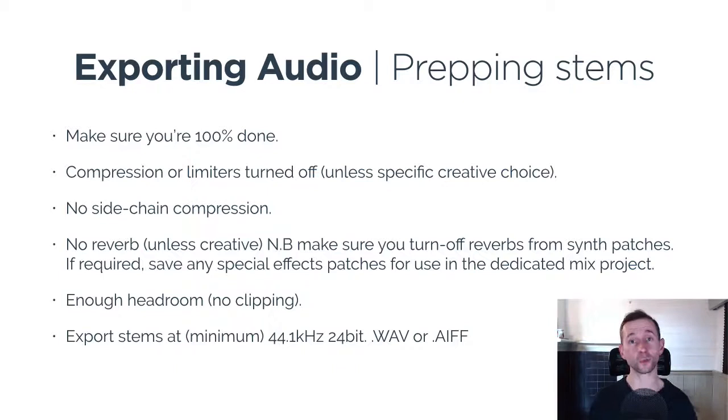Now, the next thing to watch out for is clipping, so make sure that none of your tracks are hitting above 0 dB. We can do the proper gain staging in the mix project, but just make sure that none of them are clipping, none of them are distorting. So when we're actually exporting the stems, make sure they are being exported at least 44.1 kilohertz, 24-bit, either .wav or .aiff file. I've never noticed a difference saving things at higher resolution than that, but any less than that and you stand to lose some of the quality.